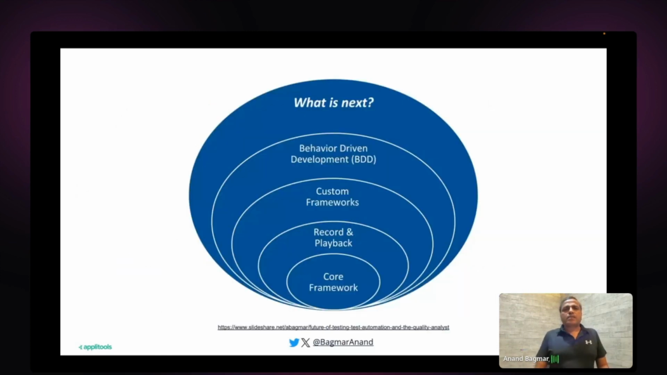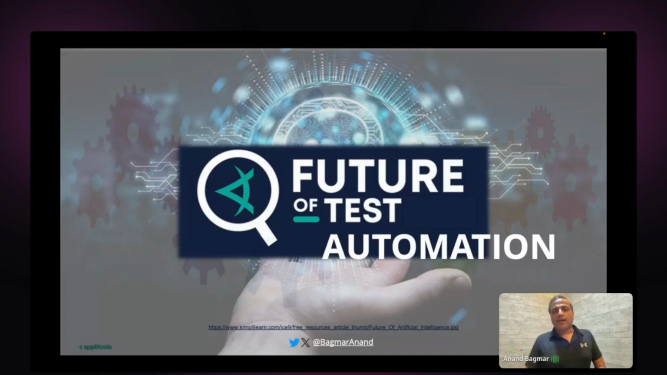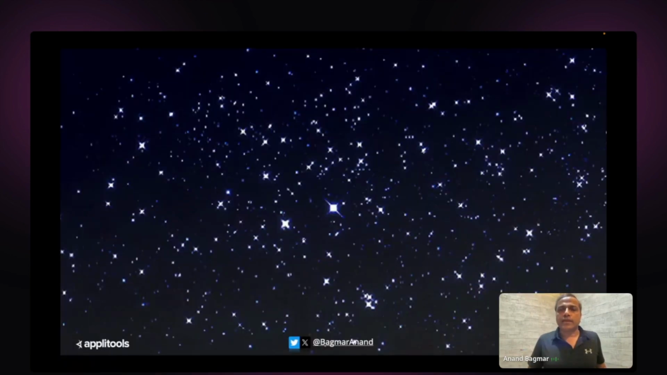So what is next? We've got various different types of frameworks and tools from automation perspective. What is next? Well, luckily, we are at the future of testing or future of test automation. What can be the future? How can automation be made easier to overcome the challenges that we have discussed in your software testing life cycle?